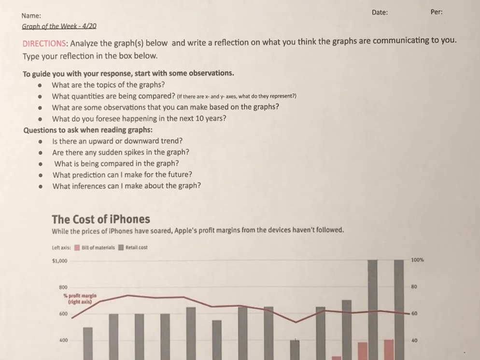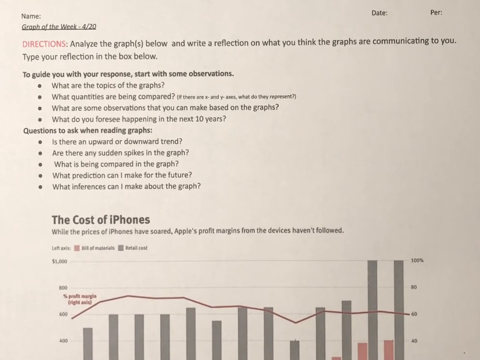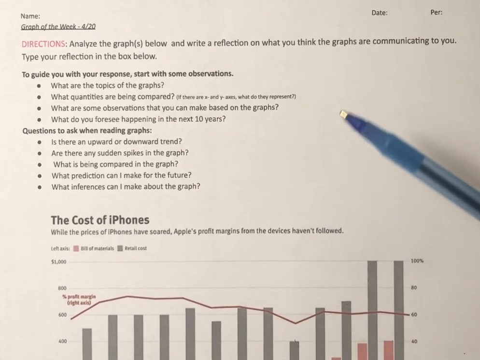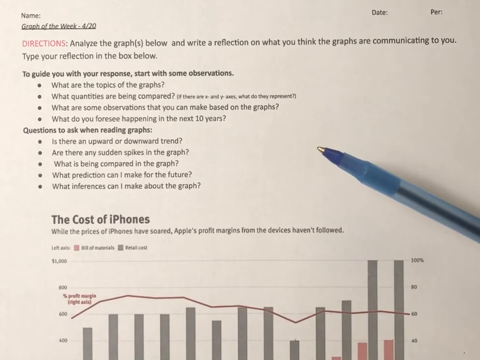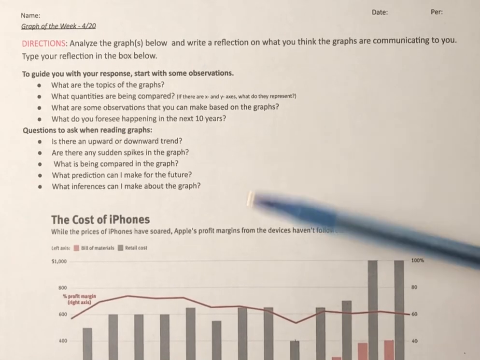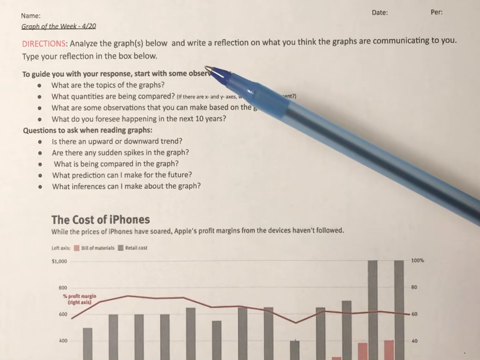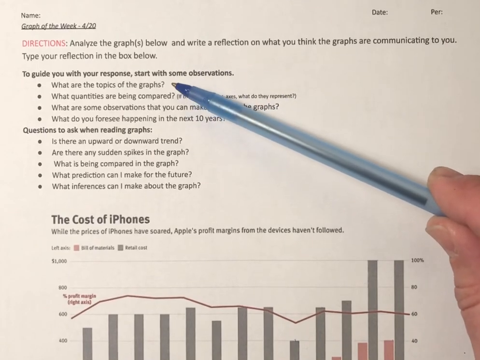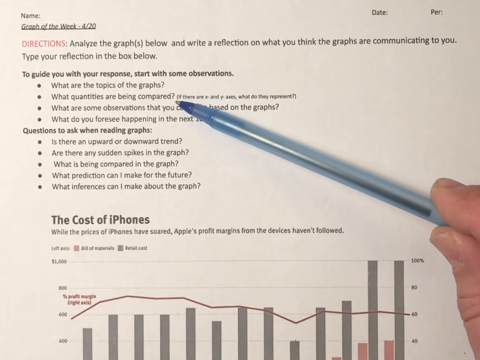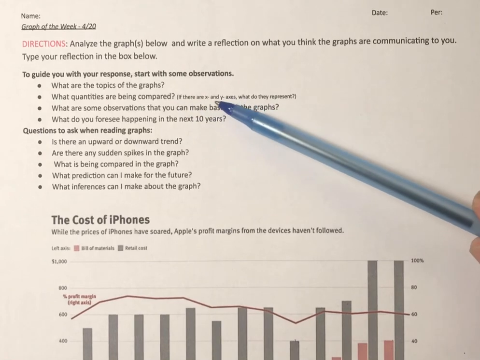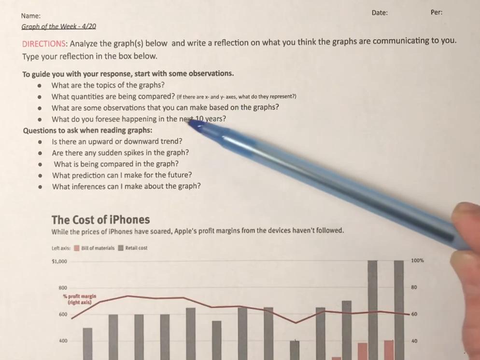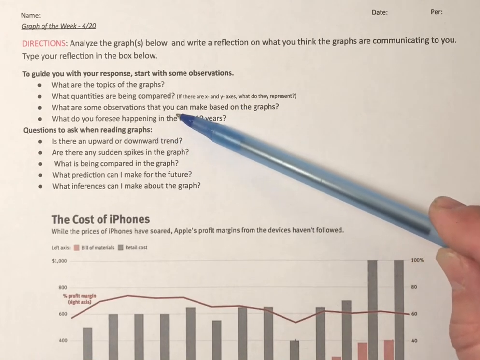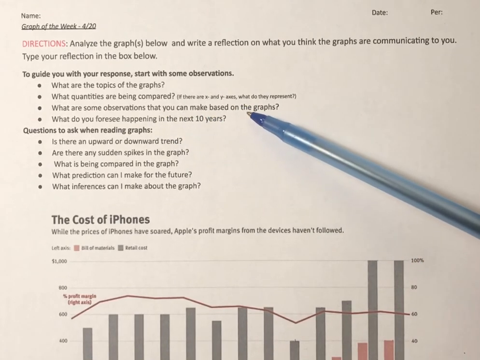One thing that we as freshman algebra teachers wanted to do was to give you an example of how you might analyze a graph. As you look at a graph, here are some things to consider. What are the topics of the graph? What quantities are being compared? So you'll be looking at the x and the y axes, and what do they really represent? What are some observations that you can make looking at the graphs?